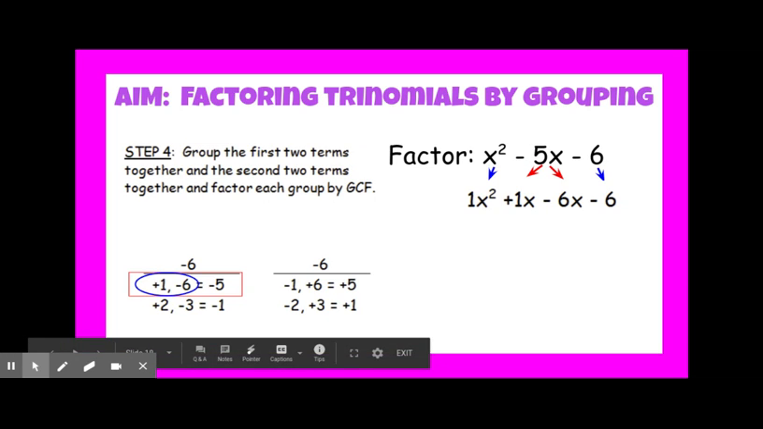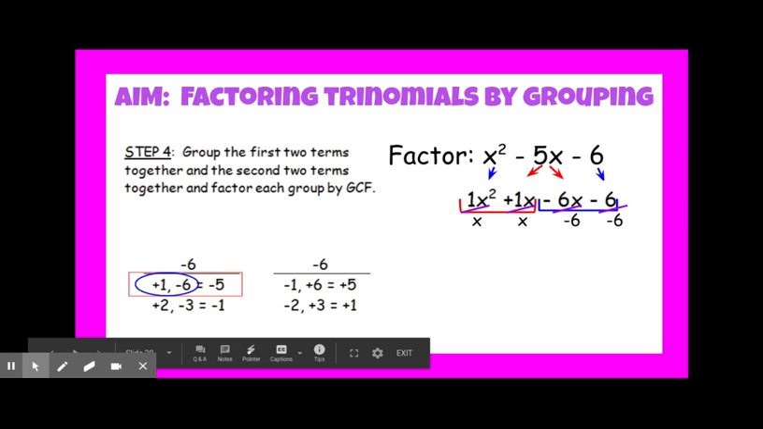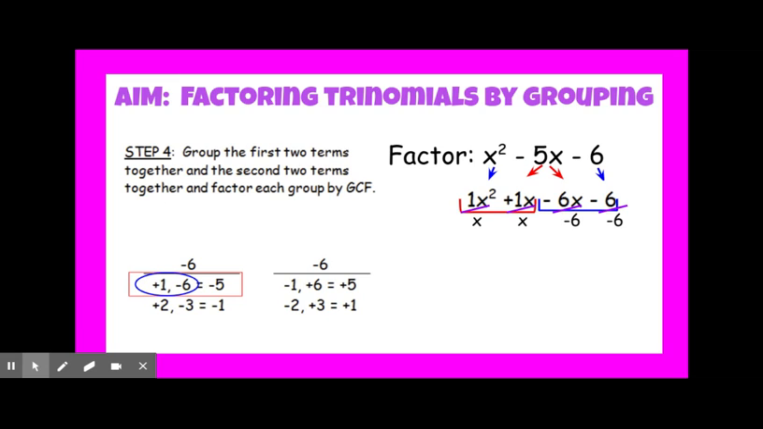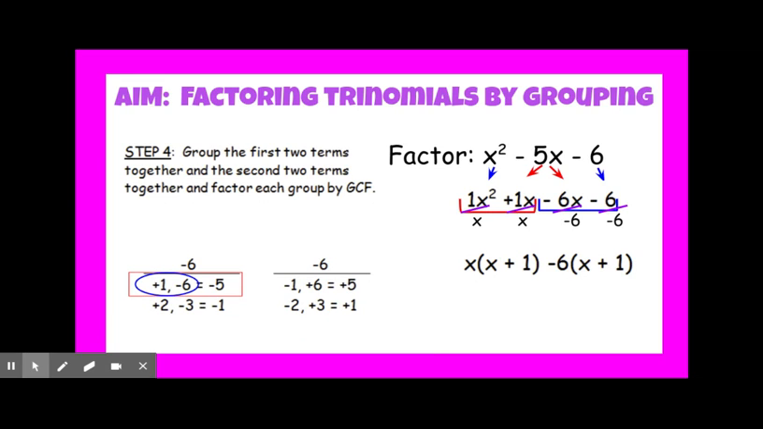Now we go into step 4, where we group our first two terms and the second two terms, and find the GCF to be factored out of them. In the first two, it's going to be x, and in the next two, it's going to be -6. When we divide those out, the x comes out in front and the -6 comes out in front. When we divide, we get x plus 1 and x plus 1. Those are what our two terms look like after we've factored out the GCFs. Now, pause the video and make sure you write this down.